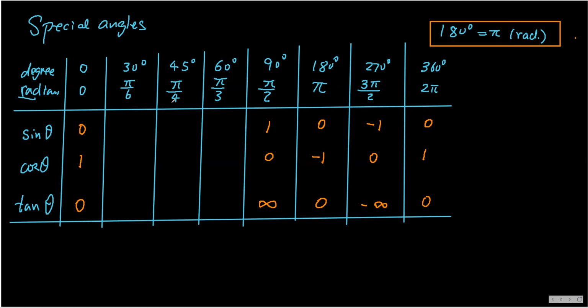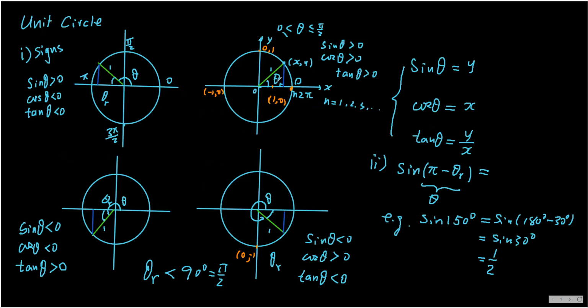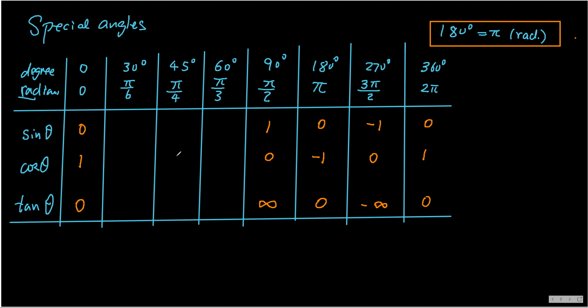How about the 30? How about the 45 degree? How about tangent 45 degree? Can you work it out? At the 45 degree, these two sides are equal. X equals y, at 45 degree only. What's the number? Y over x is 1 over 1. Well, just 1. For tangent only, okay? For tangent only.